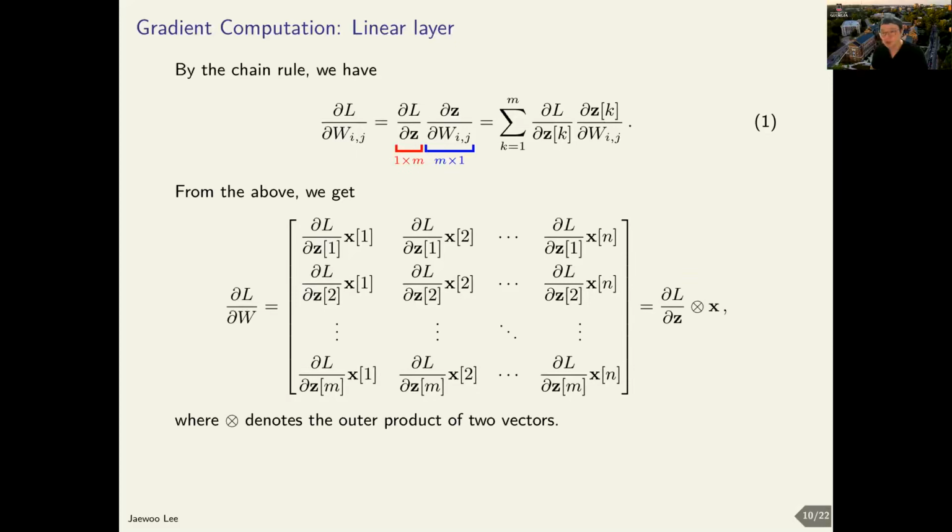Combining all of this, we see that the gradient of L with respect to parameter W can be expressed as the outer product between two objects. The first object is the gradient with respect to pre-activation, and the second object is the input to the layer.